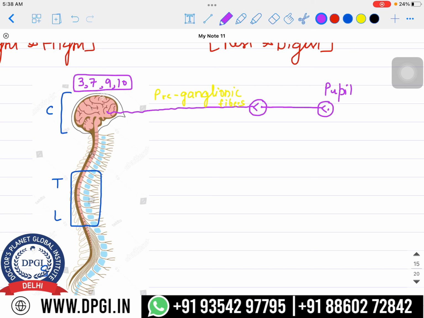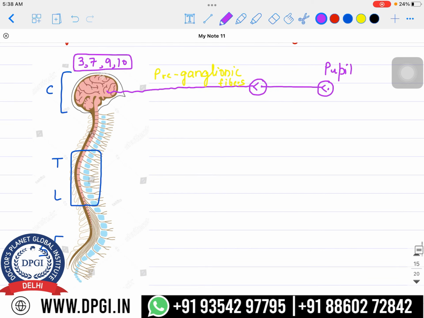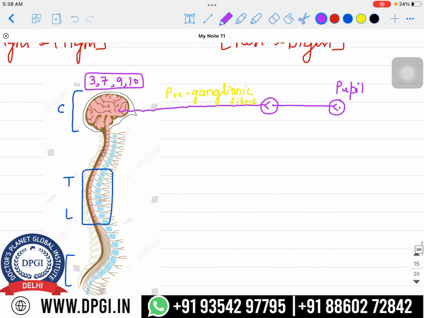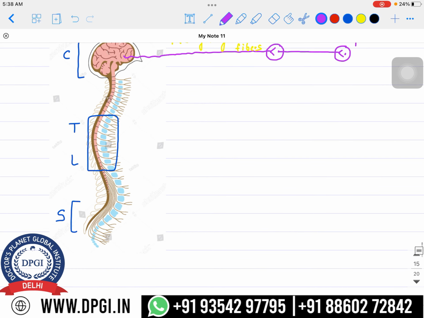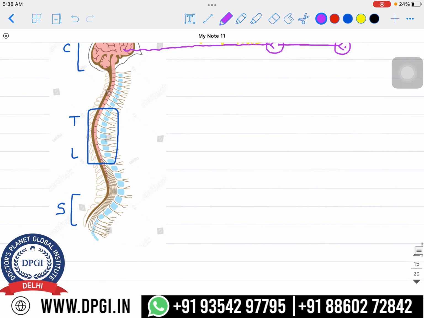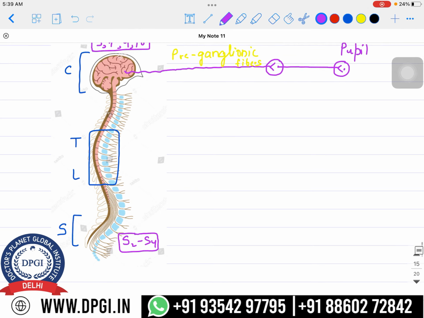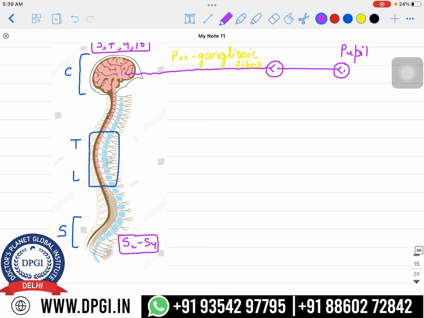I'm talking about the parasympathetic fibers. In the cranial part, we have talked about the cranial nerve nuclei 3, 7, 9, 10. And if you talk about the sacral part, here we are talking about the S2 to S4 region. From here the fibers are originating. The same fibers will be originating from there; I'm just not showing it again.